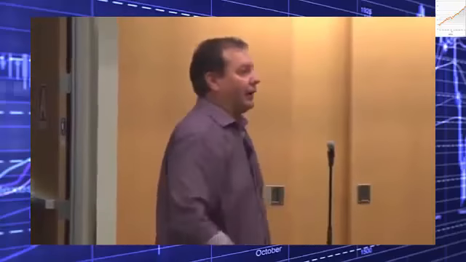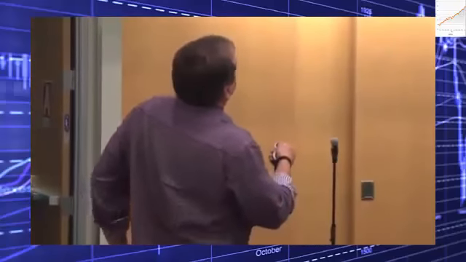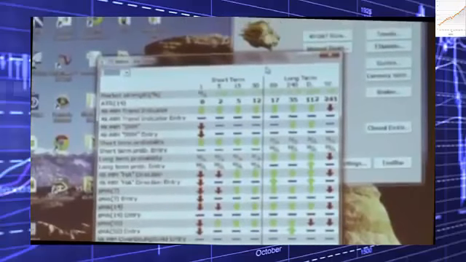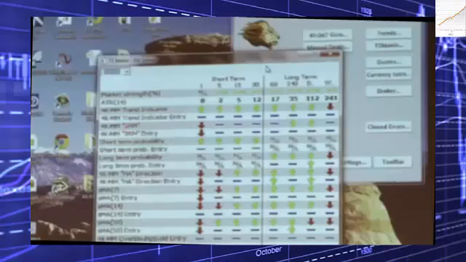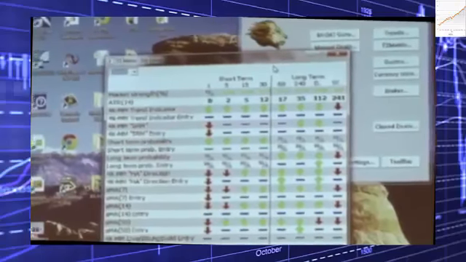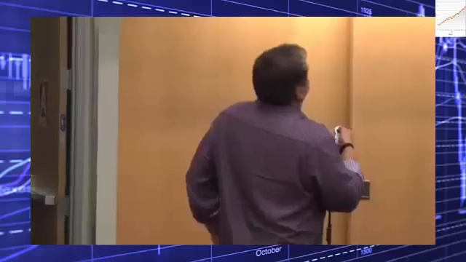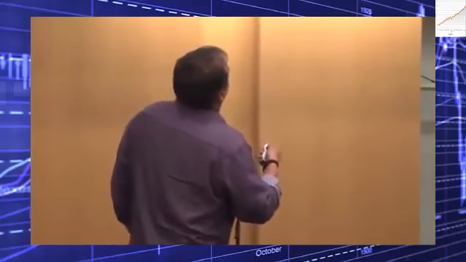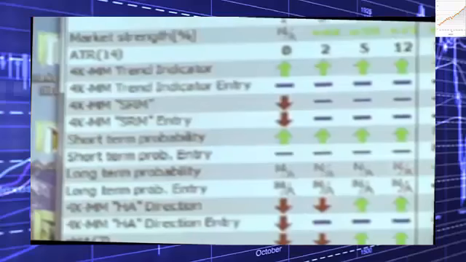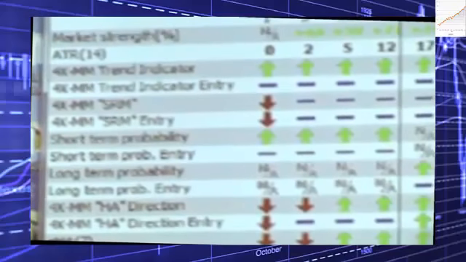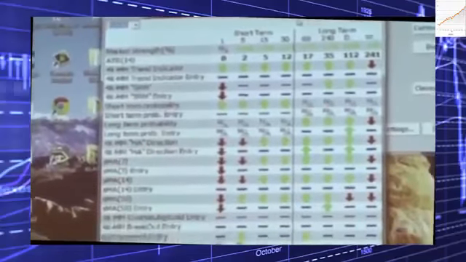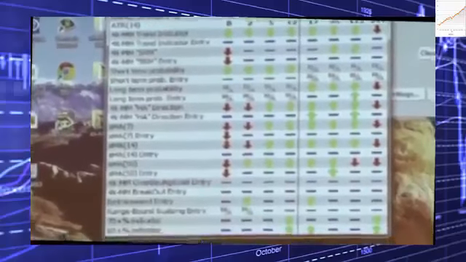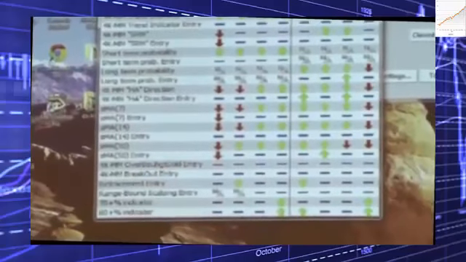to enter the market. There's, over here, the basic trend. Then there's the SRM, which is a combination of stochastics, RSI, and MACD. There's our probability indicator, the probability that this market will be going up over the next 30 minutes, and so on. Then we've got the Heikin-Ashi. We've got the different moving averages, your overbought, oversold, and so on.